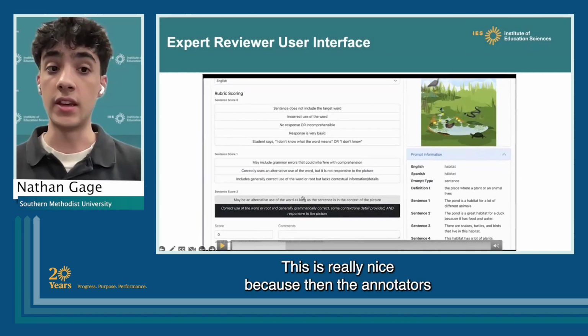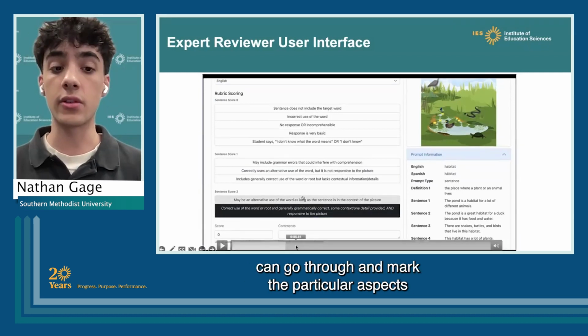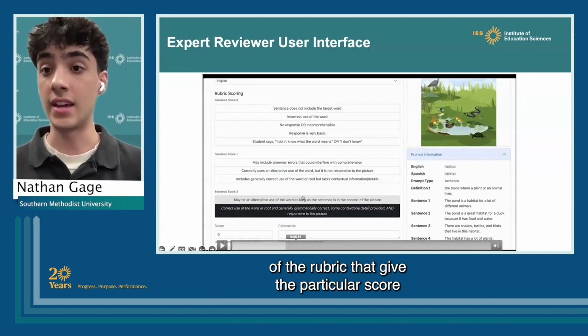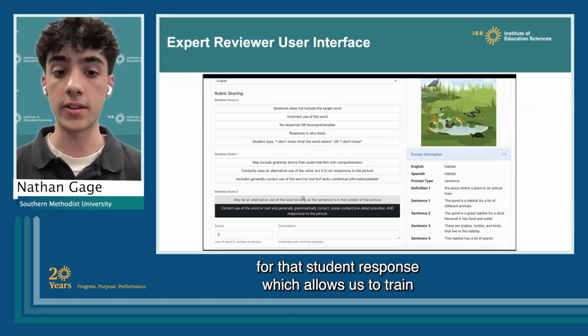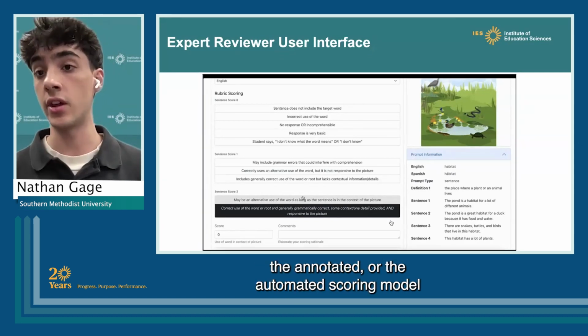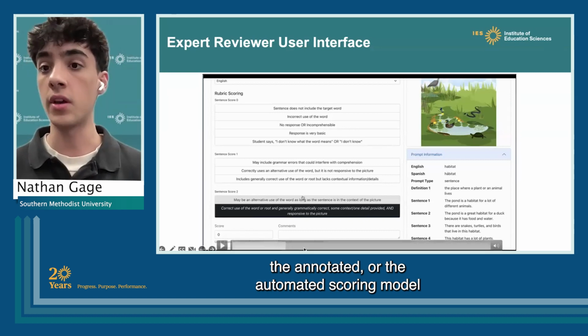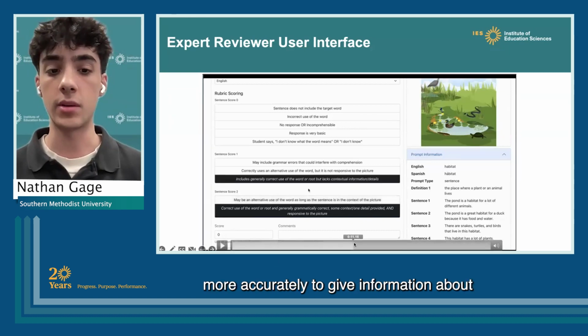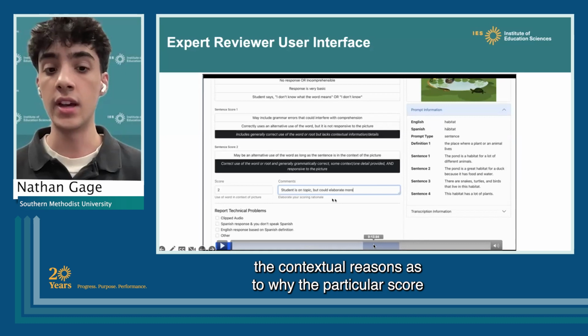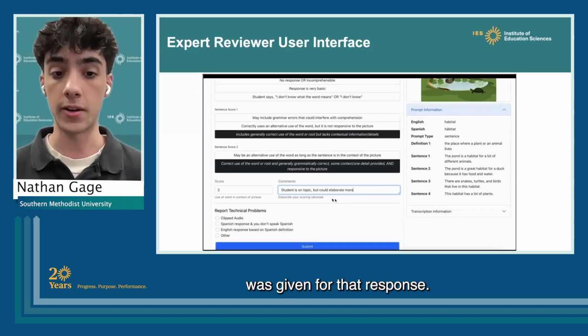This is really nice because then the annotators can go through and mark the particular aspects of the rubric that give the particular score for that student response, which allows us to train the automated scoring model more accurately, to give information about the contextual reasons as to why the particular score was given for that response.